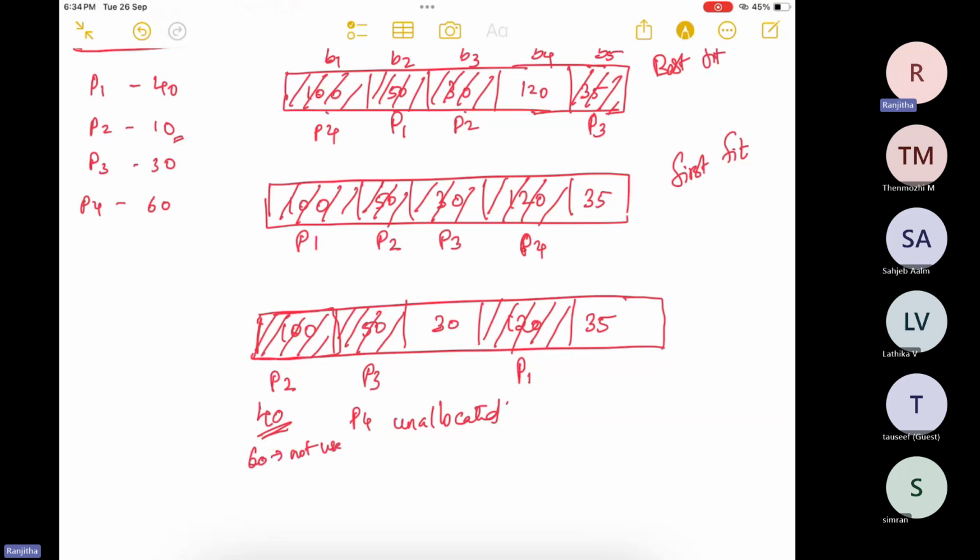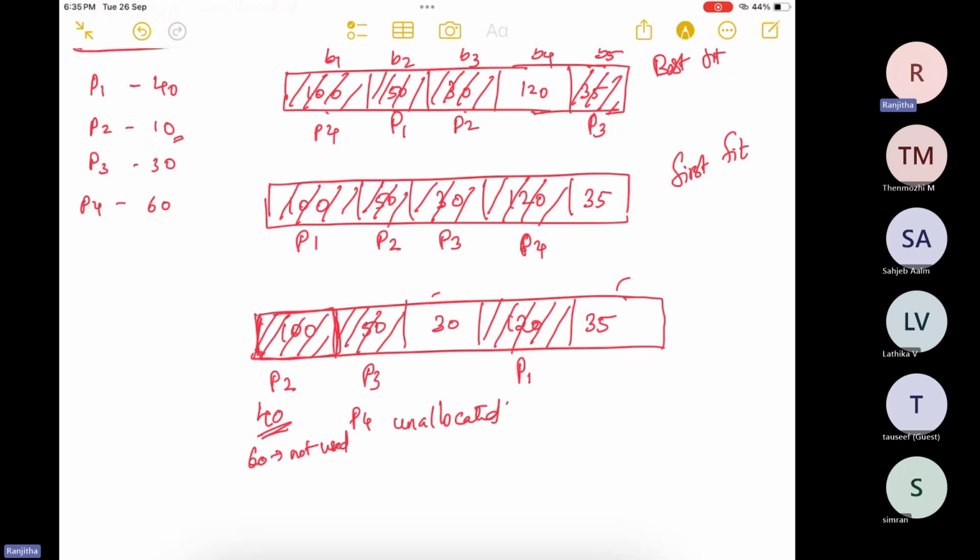But since this is the block, this 60 remains unused and nobody else can use it. So this is called internal fragmentation. External fragmentation will come when, like now here we have 30 and we have 35. These blocks are unusable, right? Because there are holes scattered across. So this forms the external fragmentation.